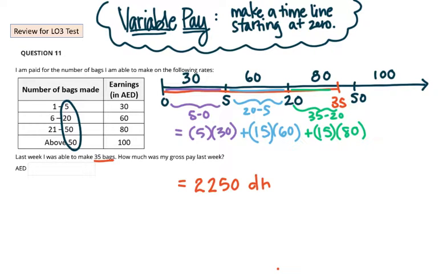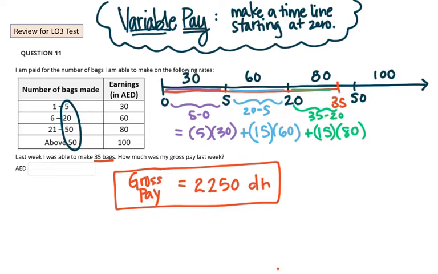And again, I look and I don't see any mention of salary. I don't see any mention of draw. So this number is our final number, which would be the total pay or the gross pay.